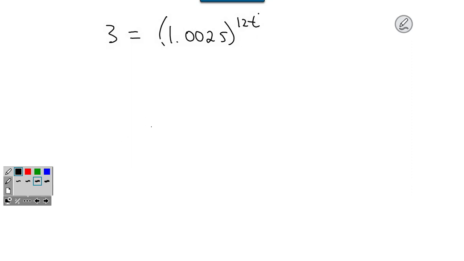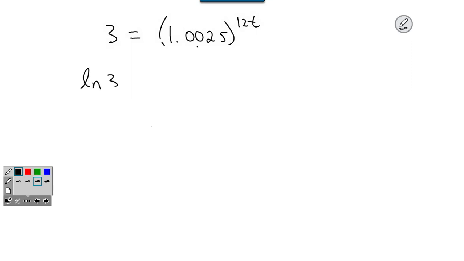To get this t out of my exponent, I'm going to have to use logarithms. Since my base is not 10 and my base is not e, it doesn't matter whether I use natural log or just regular old log. Either one of them will be perfectly fine. I'm going to use natural log just because I generally use natural log for almost everything, unless it's base 10, then I use log. So I'm going to take natural log of both sides.